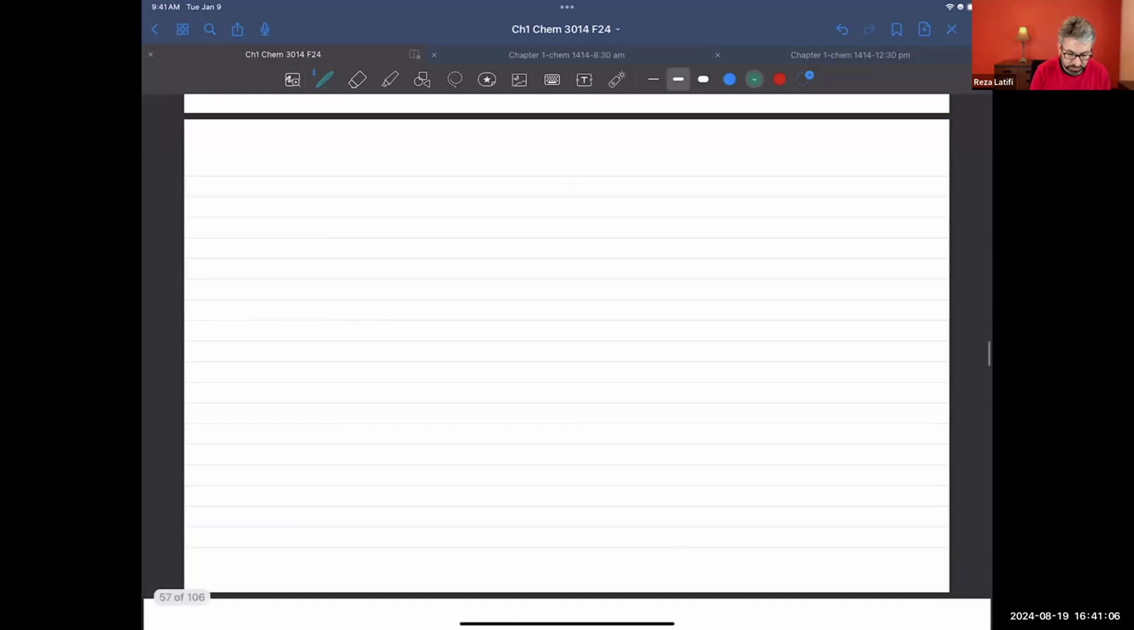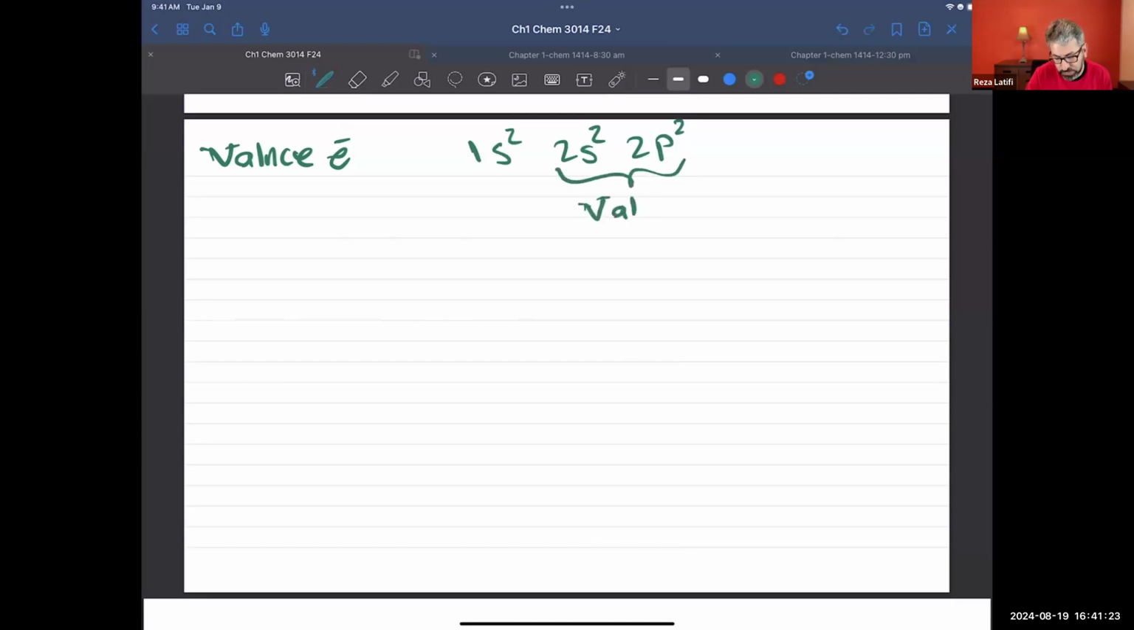So you start with this. Valence electron, only valence electron. Take the valence electrons. Write the valence electron configuration for carbon: 1s2, 2s2, 2p2. Valence orbitals are 2s and 2p. Valence electrons will be 2 plus 2. We have 4 of them. So totally we have 4 valence electrons.